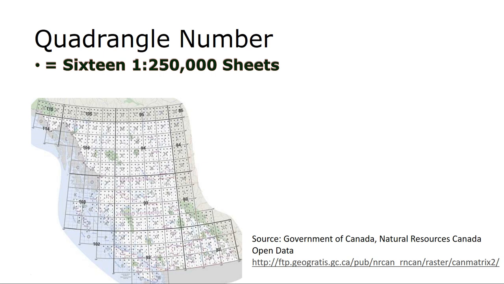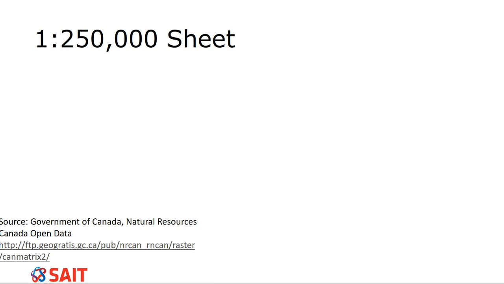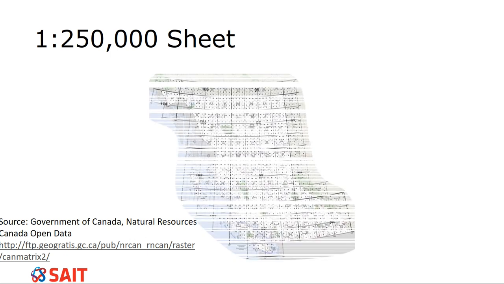There are no maps published that are a quadrangle. Keep that in mind: if I just have a number like 93 as a cataloging number, there is no publication of that because it doesn't have a scale. We don't have that. So we have to break it down into smaller numbers, into these 1 to 250,000 sheets.